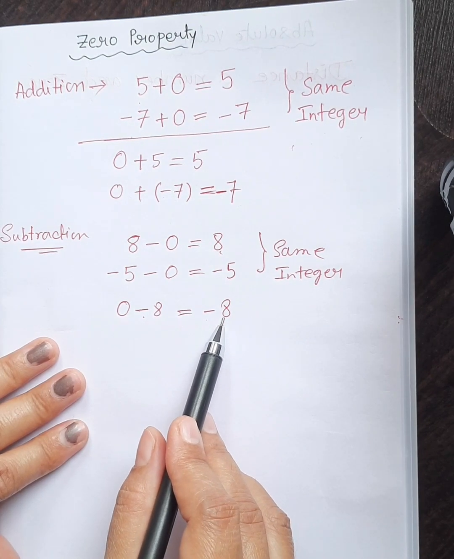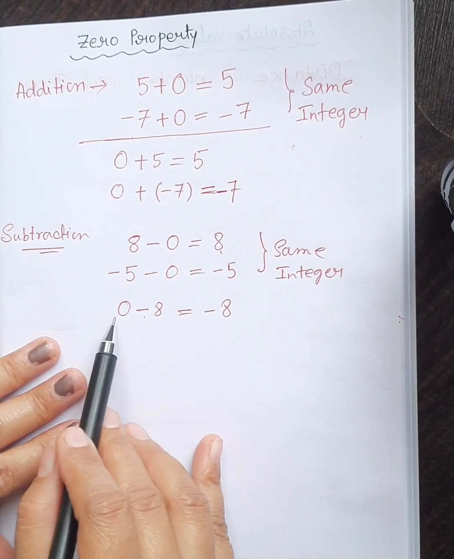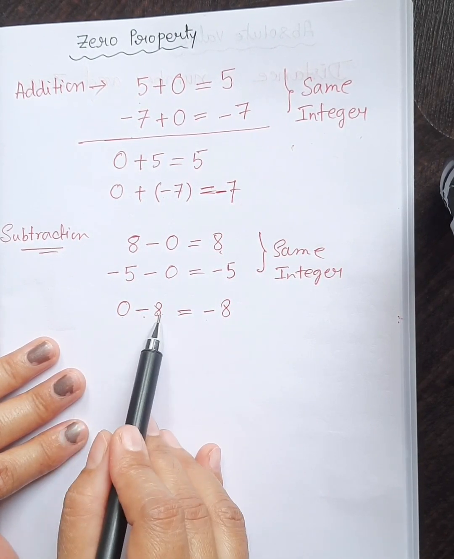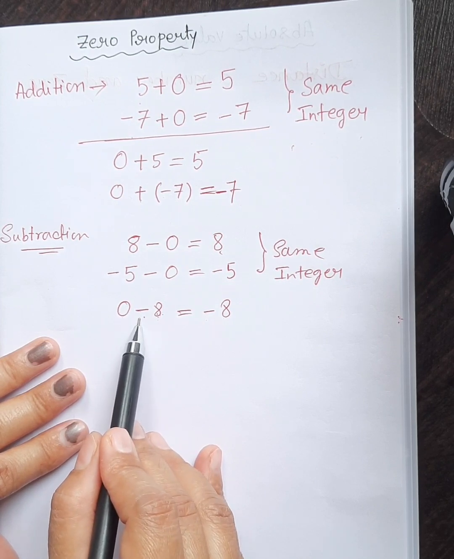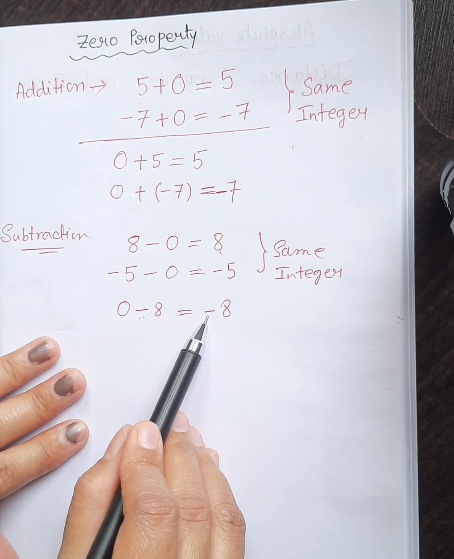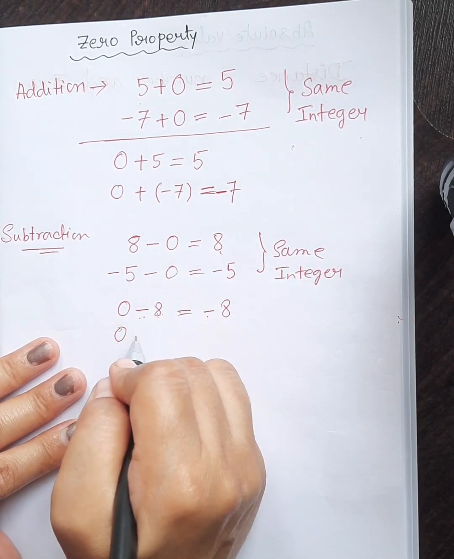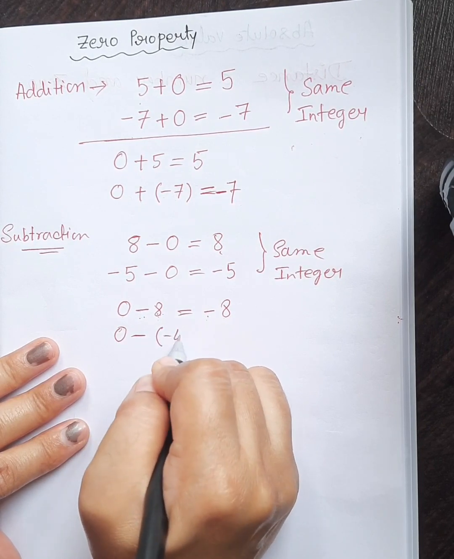Fine. Now, what is the sign before 8? Minus. Why? Because who is the greatest, 0 or 8? Which integer is greatest? Obviously 8. So before 8, which sign is there? Minus. That's why it is minus. Clear? Now, let's take another example. Suppose 0 minus a negative integer, we take minus 4.